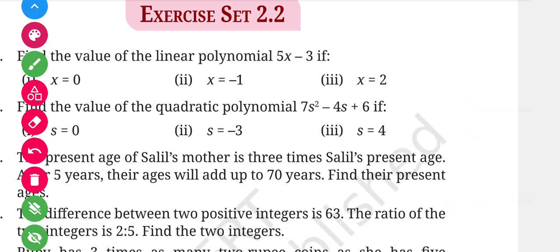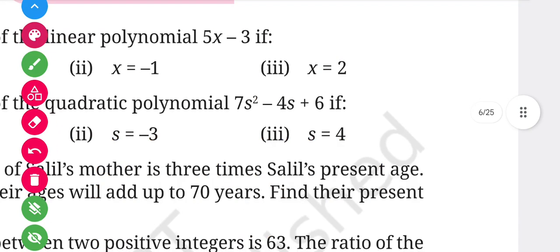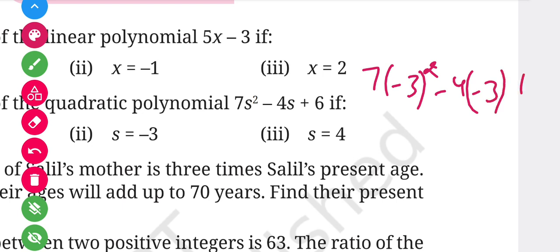Now the second part is s is equal to minus 3. So putting the value s is equal to minus 3 in this particular equation, we write 7 into s square, that means minus 3 whole square, minus 4 into s, so at s is minus 3, then plus 6. So 7 into minus 3 square. If you multiply minus 3 with minus 3, minus minus is plus, and 3 3s are 9. So that will become 9.